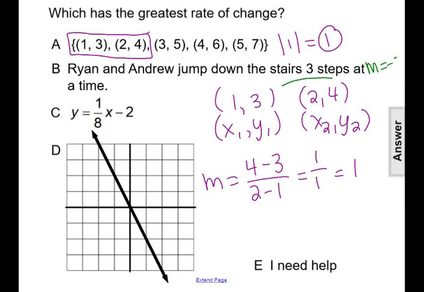So if m equals -3, but we take the absolute value. So the absolute value of -3 is 3. So 3 is the number that will represent function B.